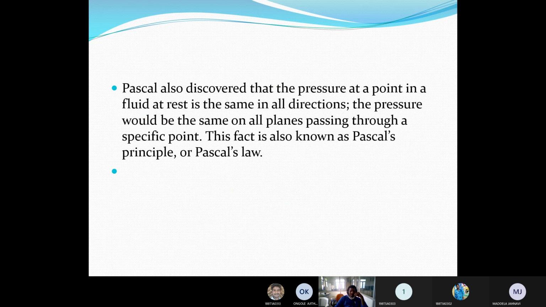Pascal also discovered that pressure at any point in a fluid at rest is the same in all directions. The pressure would be the same on all planes passing through a specific point. This fact is also known as Pascal principle or Pascal's law. What is the internal meaning? The pressure at a point in a fluid at rest is the same in all directions. In a static fluid, pressure at a point is the same in all directions. This is given by Pascal, that is why we call it Pascal's law.